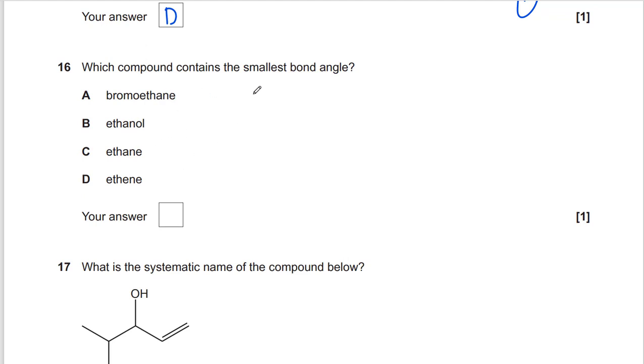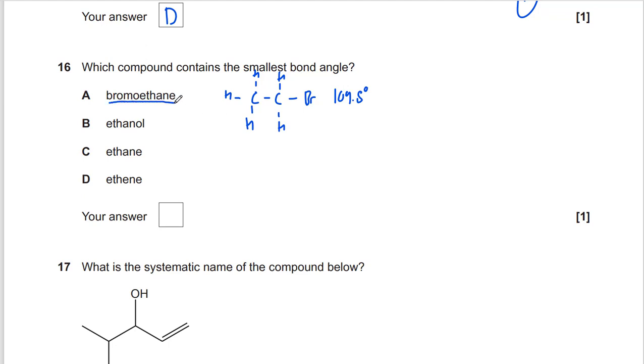So bromoethane, start with A, bromoethane. It's nice and easy. If we take any central atom, so take the carbon, it has 4 bonding pairs of electrons, so it's 109.5 degrees. Both carbons have 4 bonds, so the bond angle there is just 109.5 degrees, and everything has 109.5 degrees.